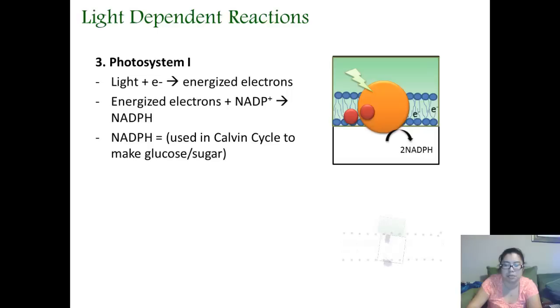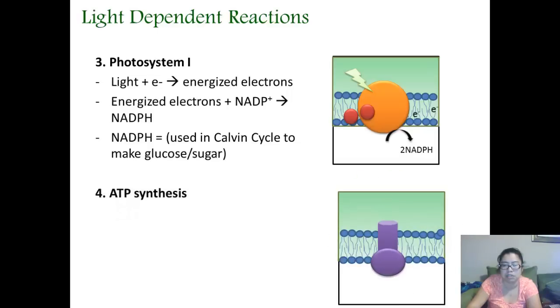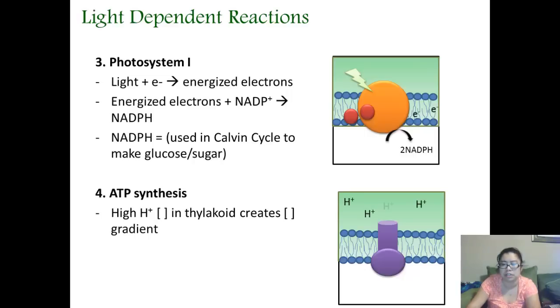Then we will have ATP synthesis. Here the purple integral protein is ATP synthase. By now we have a higher concentration of protons in the thylakoid space, creating a concentration gradient. So through facilitated diffusion, the protons will travel through the ATP synthase. When they travel through the ATP synthase, that energy will take ADP with a phosphate and create ATP. So for every proton going through, it will take ADP and create ATP.